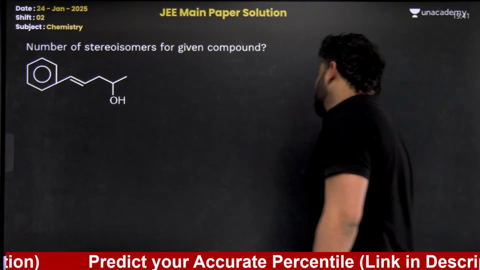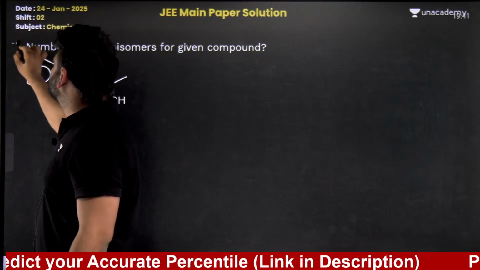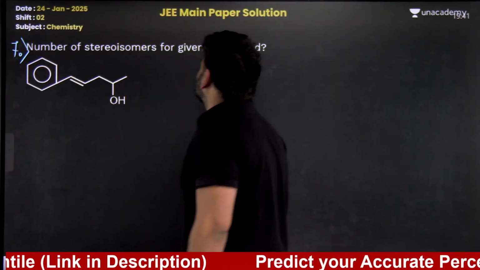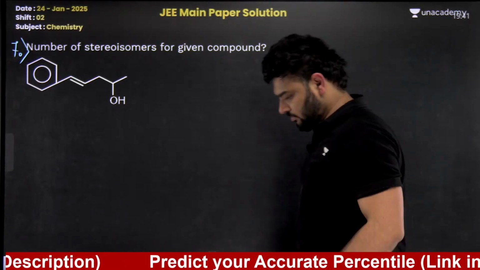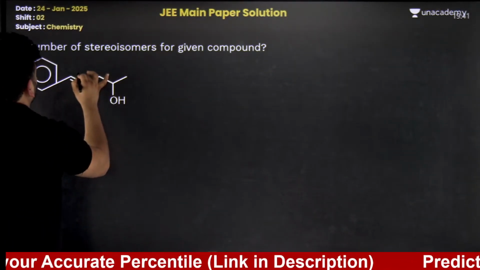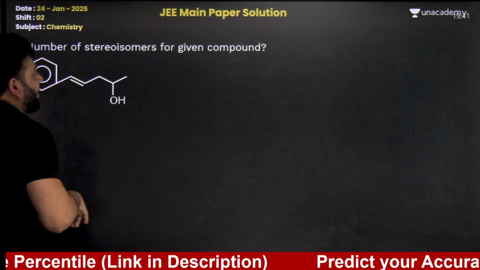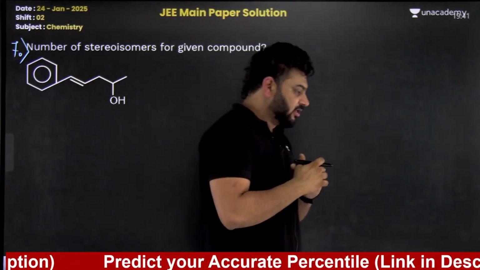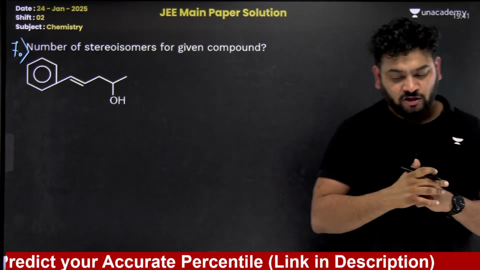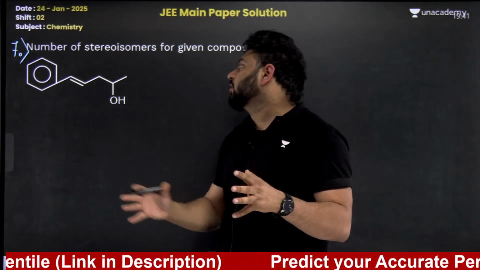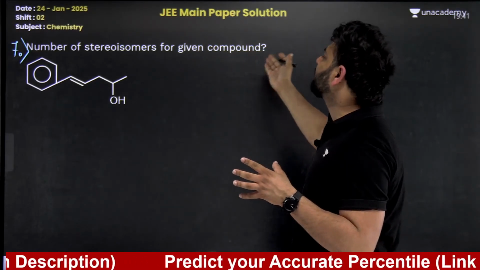Next is the 7th question. We have the 7th question, guys. The number of stereoisomers for the given compound. So we have seen this kind of question earlier also. I remember in the first shift we saw this kind of question, first shift of 22nd of January, the day your exams begin. And this is your 24th of January. We have this question: number of stereoisomers for the given compound.